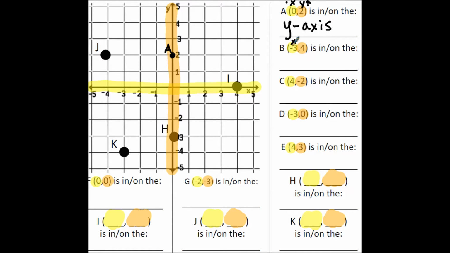For point B, our x-coordinate's negative, so we're going to be going left 3, and our y-coordinate's positive, so we're going to be going up 4. So we'll go 1, 2, 3 to the left, and 1, 2, 3, 4 up, make our point, and label that as point B. If we look at the x-axis, we're at negative 3, and if we look at the y-axis, our point is next to a positive 4. And we are in quadrant 2.